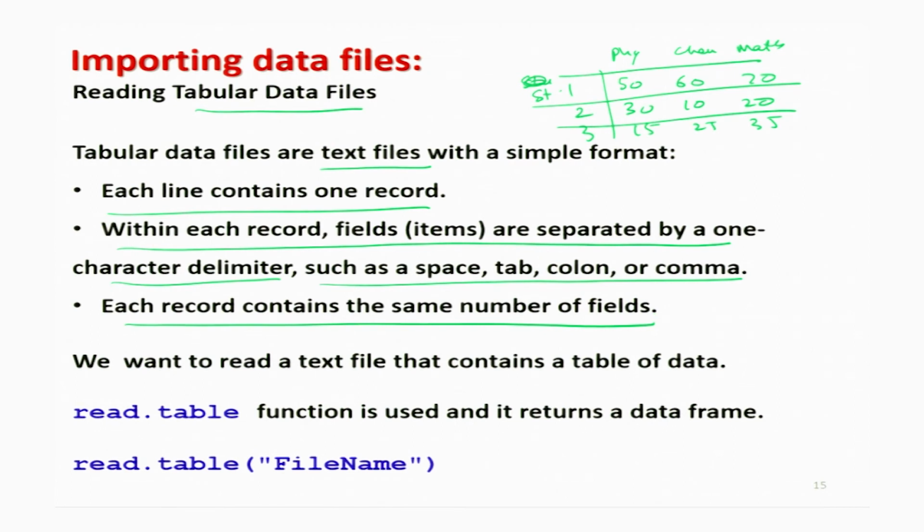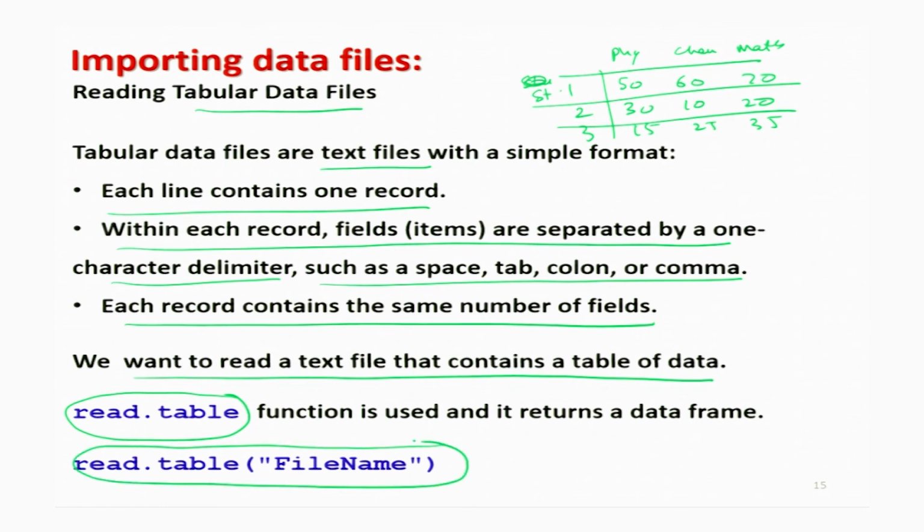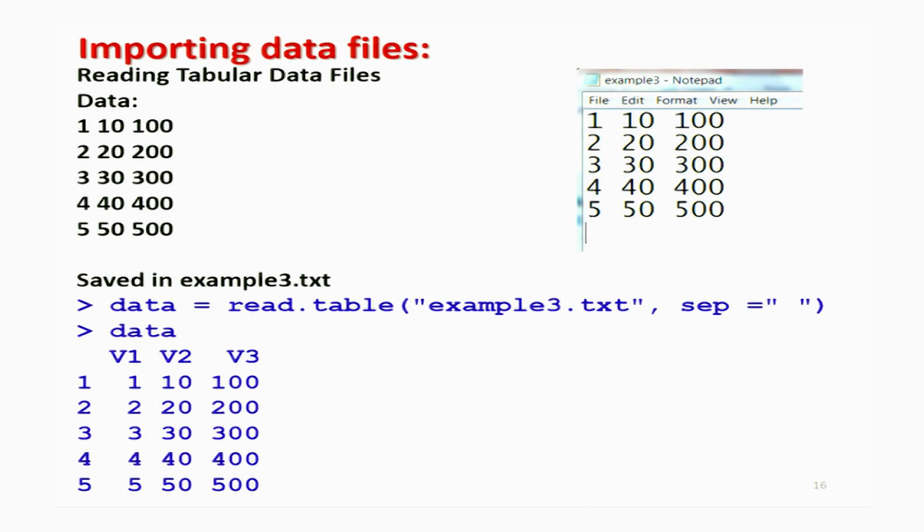And now we want to read such a text file that contains a table of data. For that, the command is read.table, and after that, whatever you have learned in the case of read.csv, everything will be valid here. So you will simply write read.table, and within double quotes inside the parentheses you write the file name.